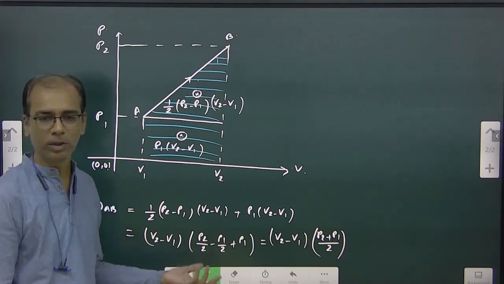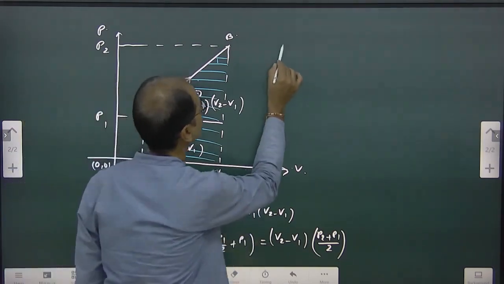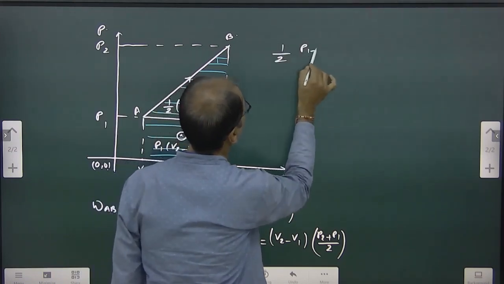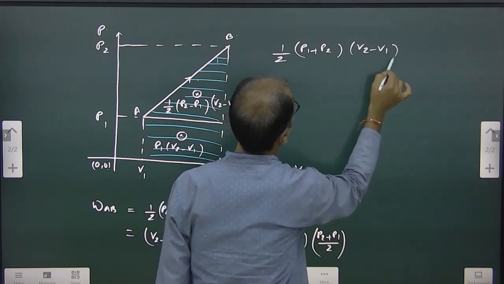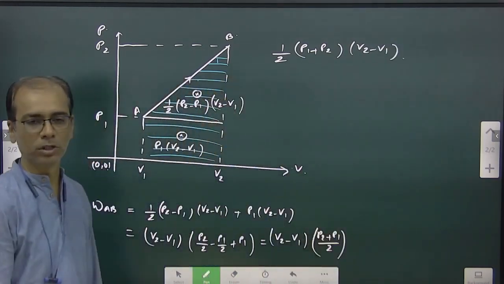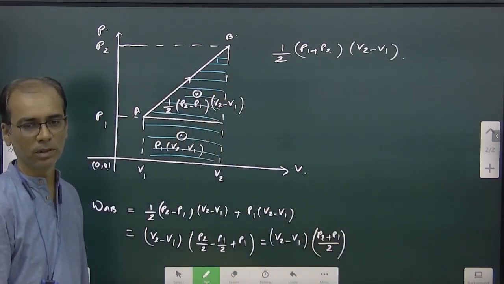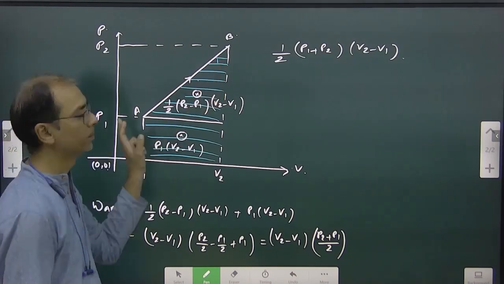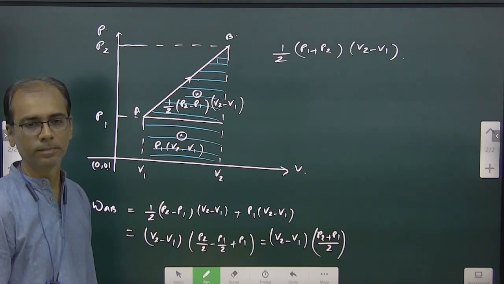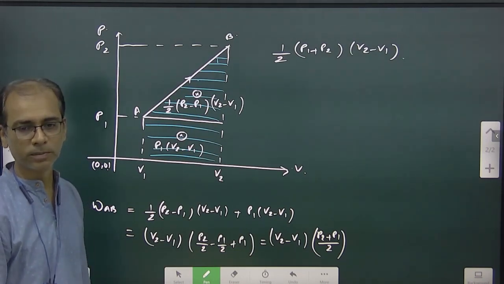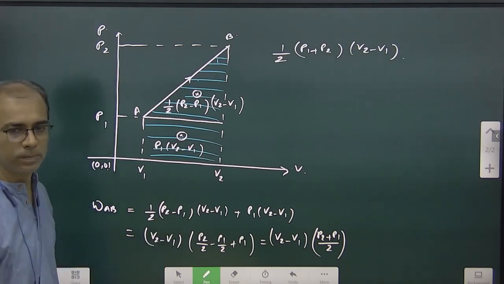So the work done is half P1 plus P2 into V2 minus V1. If you remember this directly, you can find the answer. It is positive work done, because volume is increasing. This is the work done in this process. Note it.